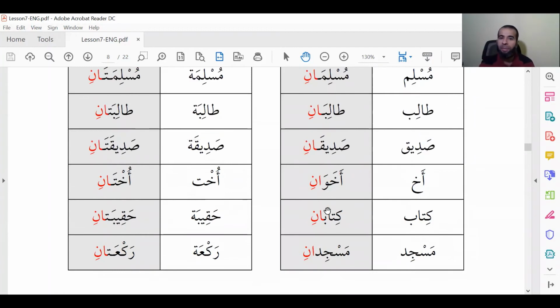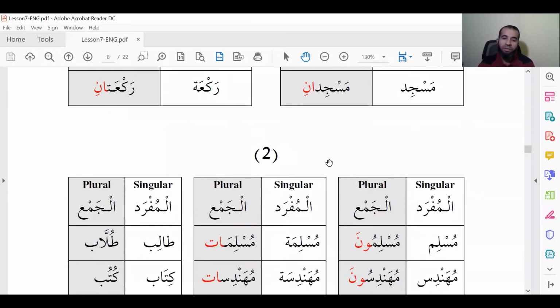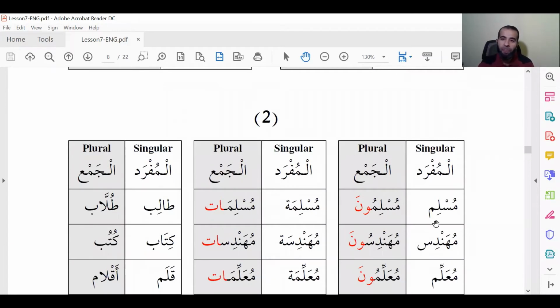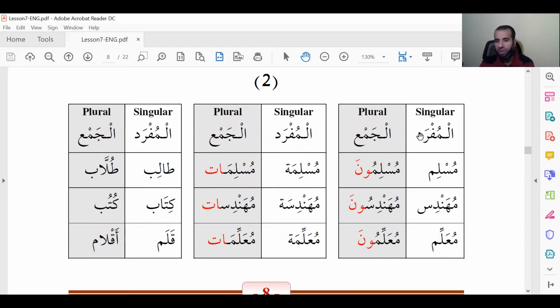So this was about the المثنى dual. Now we go to the plural. As you see here, there are three tables because there are different types of plural in Arabic. The first one is regular plural for masculine. المفرد singular, الجمع plural. Look here, Muslim. What is the plural of Muslim? ما جمع مسلم. We only add un, becomes مسلمون.